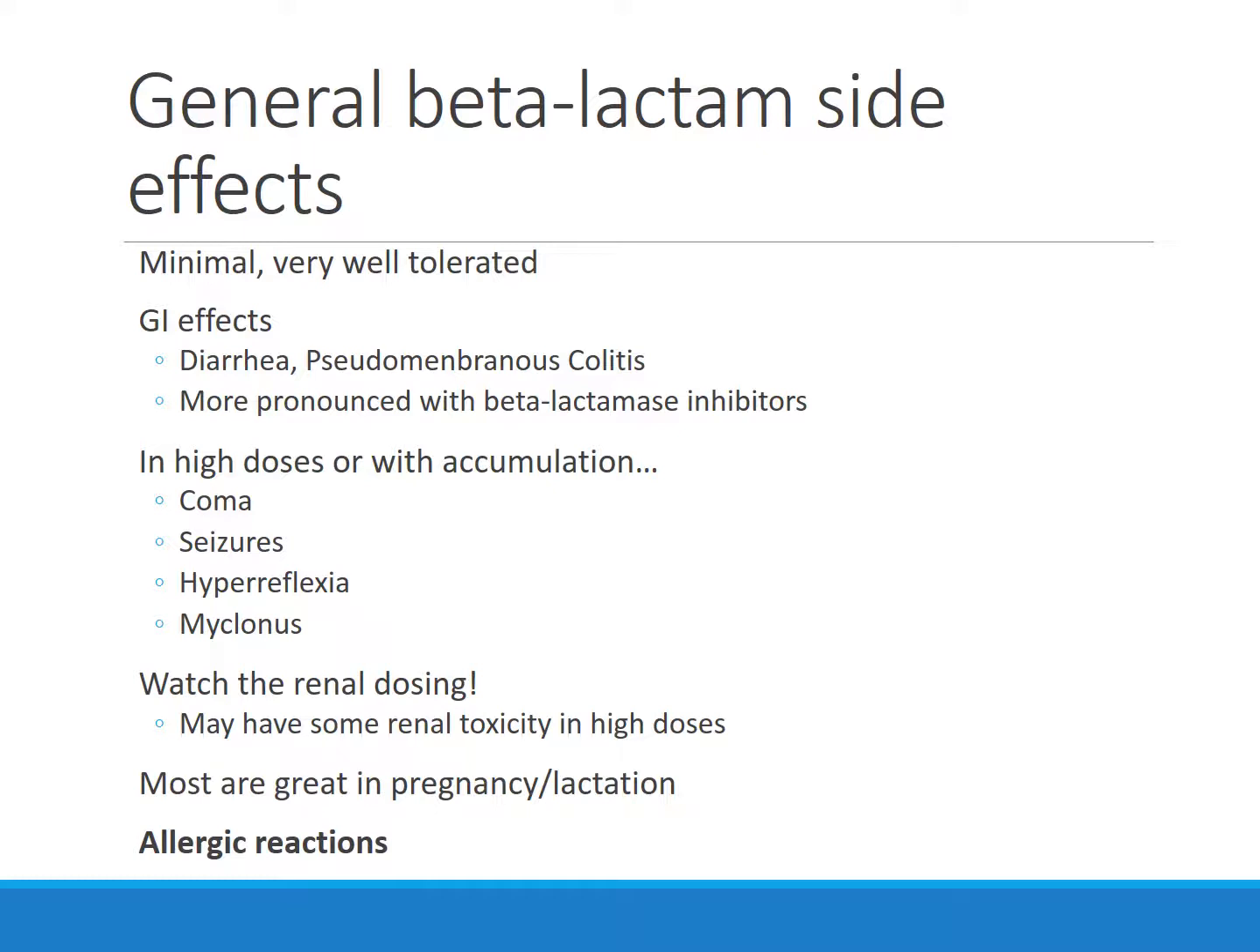Most are really good in pregnancy and lactation. I'll say that again. There's very few contraindications or restrictions on using them. Allergic reactions are probably the biggest thorn in the side of the beta-lactam class, and that's because a lot of people report allergies to them. I'm going to talk about that specifically and how we interpret that and how we might get around that in situations. So hold on for a second with that.